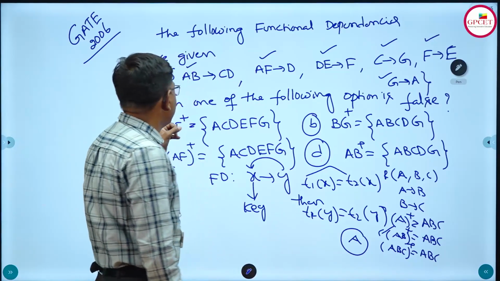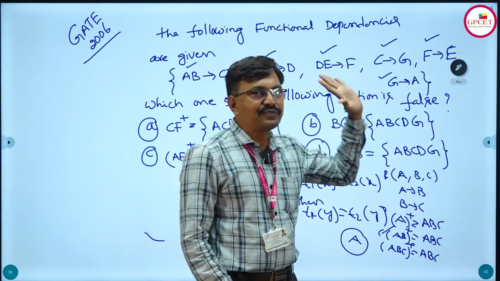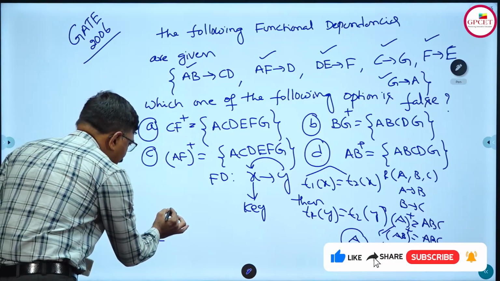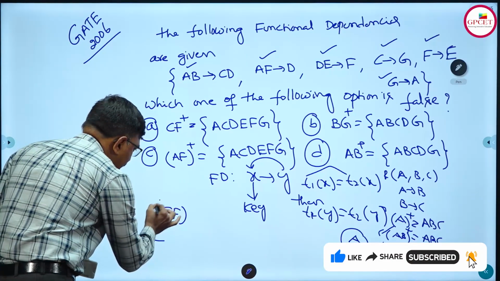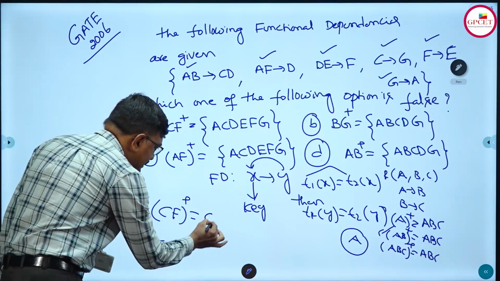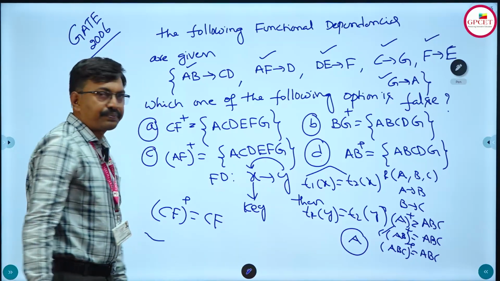What is our question? Which one of the following options is false? Observe here, first one, CF closure. What is a CF closure? I think you are familiar with it. CF closure, simply we can write that as CF.